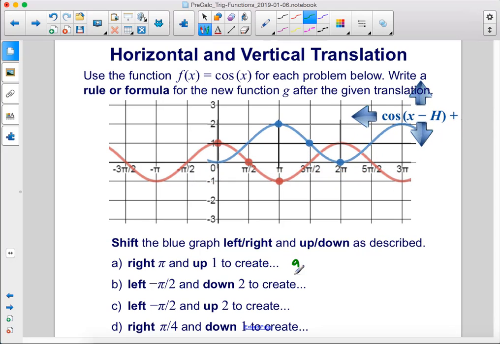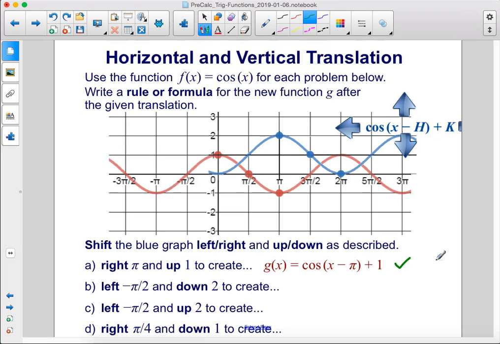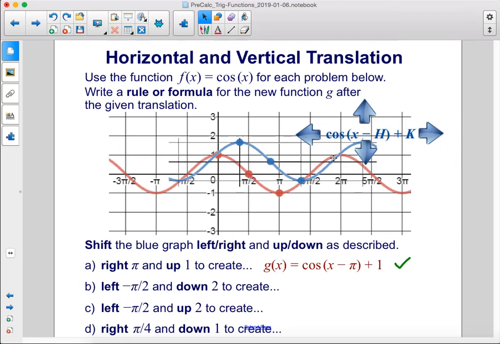So what is the equation for this? Well, it would be cosine of x, so we're going minus h, and h is positive pi. So minus pi, and then up 1, plus 1. Okay, and there we go. Now let's move this back to our starting position.